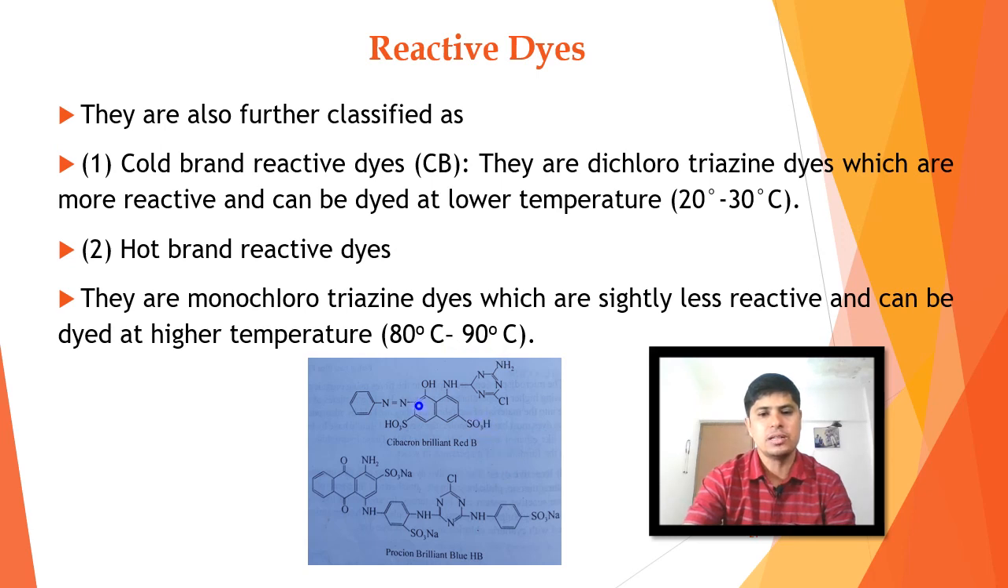So this is Cibacron Brilliant Red B, and this is Procion Brilliant Blue HB. So these are the reactive dyes. I hope you have understood all the classes of dyes that we have seen in today's lecture.